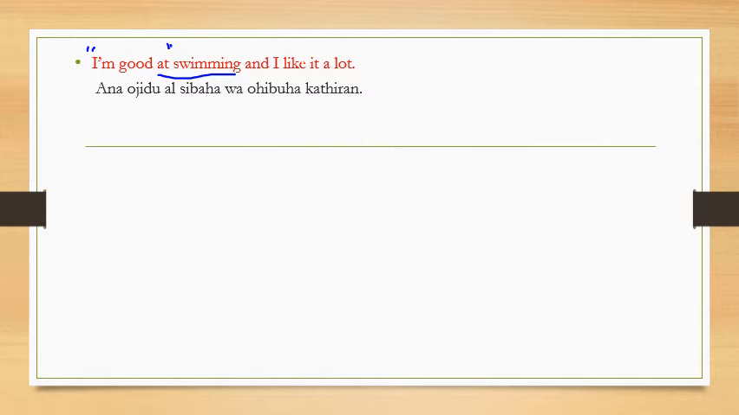Now, I am good, what does it mean? I am is أنا, good أجيد, so it's أجيد. It's at swimming, we said at swimming, this is the noun form of a verb, السباحة. Okay, so here you expressed your hobby. So the alternative expression is I am good at. So here, I am good at swimming. أنا أجيد السباحة. Okay, so here you use the noun form of a verb.